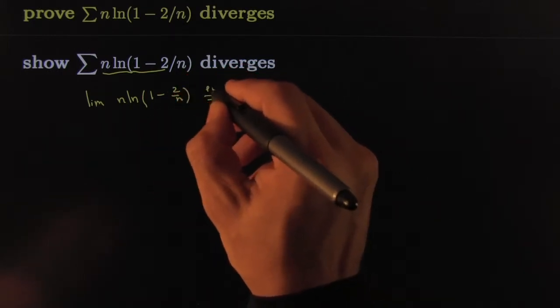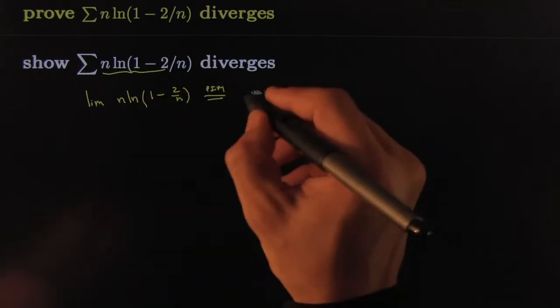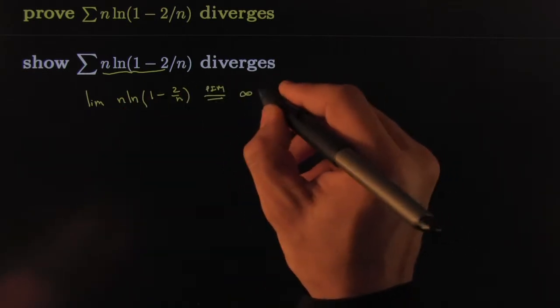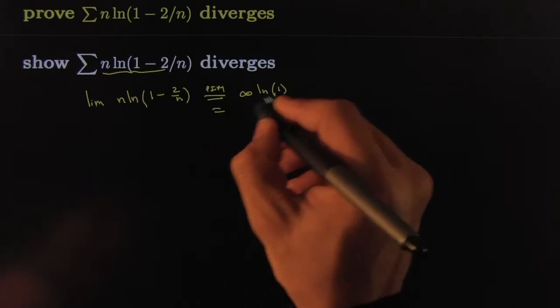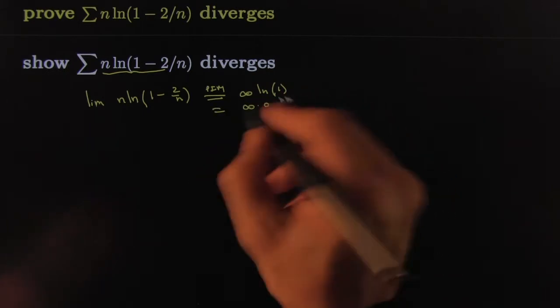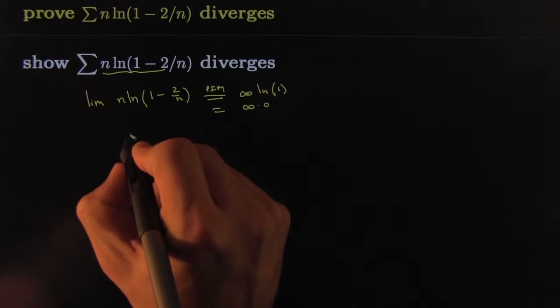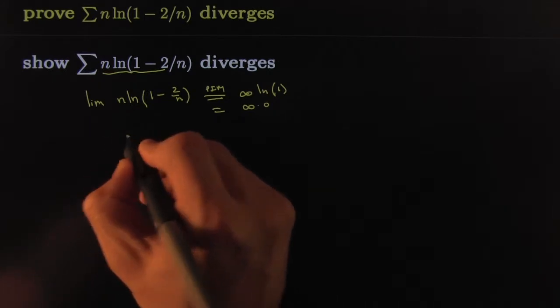First, I usually like to try the plug-in method, see if it's a continuous function. That would be infinity times ln of 1, which is equal to infinity times 0. Oh, that's a famous indeterminate form. And so we can do a little rewrite to use L'Hopital.